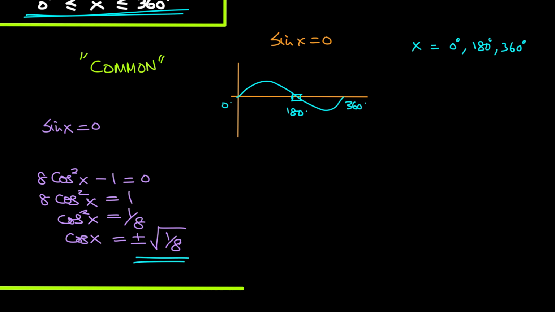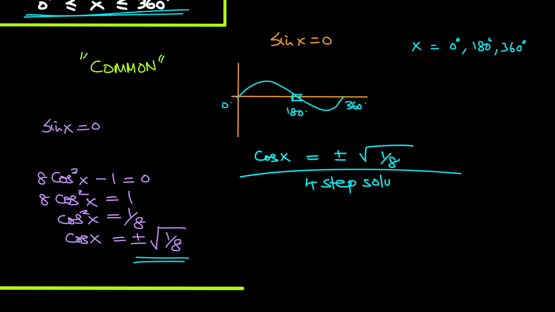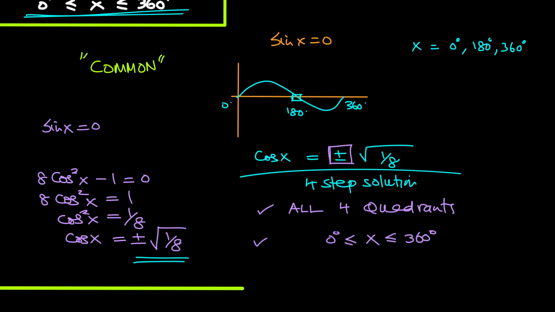What happens with this particular question? Cosine x is equals to plus minus square root of 1 over 8. And now we have to go for the 4-step solution. Since cosine is positive and negative, that means the answer lies in all 4 quadrants. That is the first thing. The range is still the same: x lies between 0 and 360 degrees.